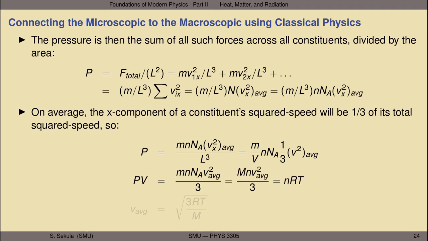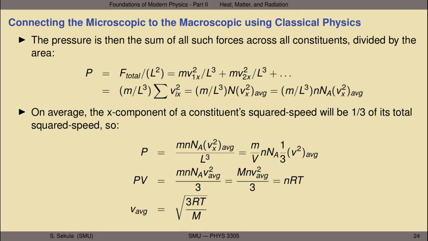So that replaces M and Na in the equation, and we wind up with the molar mass times the number of moles times the average of the speed squared of a molecule divided by 3. Well, by the ideal gas law, PV, which is equal to this thing, is also equal to nRT. Notice that the number of moles of gas appears on the right and left of this equation and cancels out. And we can finally solve for the average speed of a single molecule in an ideal gas by rearranging this equation to isolate V average.